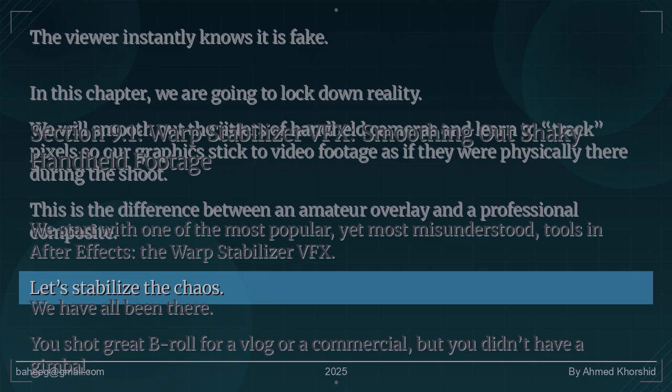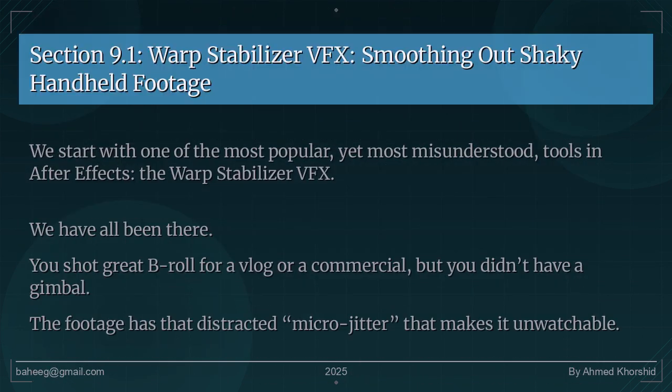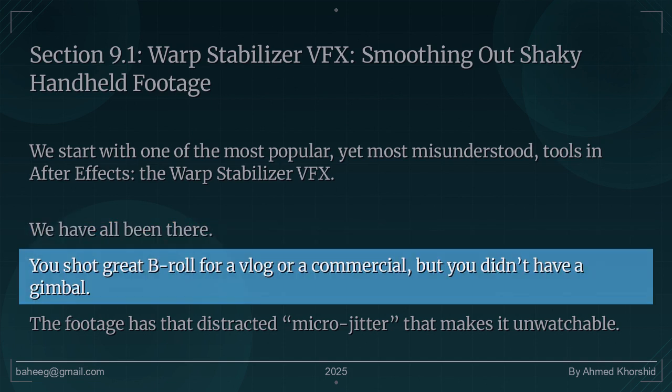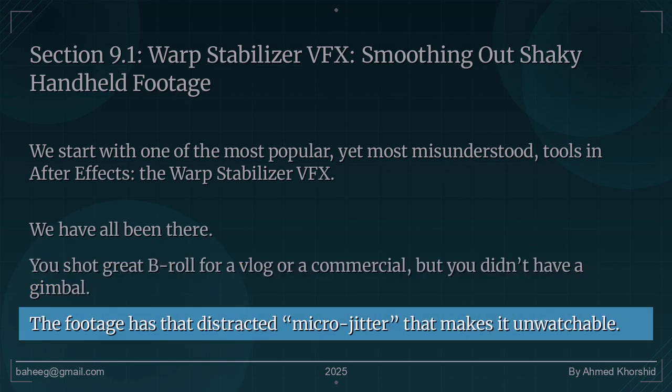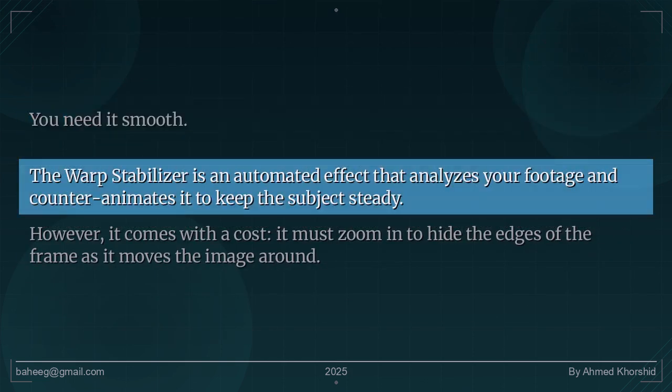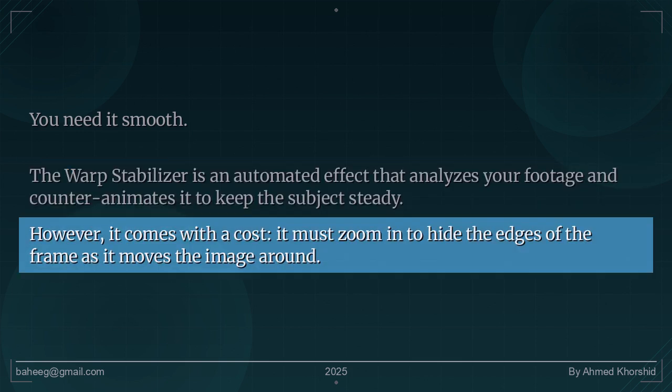Let's stabilize the chaos. Section 9.1, Warp Stabilizer VFX, Smoothing Out Shaky Handheld Footage. We start with one of the most popular, yet most misunderstood, tools in After Effects, the Warp Stabilizer VFX. We have all been there. You shot great B-roll for a vlog or a commercial, but you didn't have a gimbal. The footage has that distracting micro jitter that makes it unwatchable. You need it smooth. The Warp Stabilizer is an automated effect that analyzes your footage and counter-animates it to keep the subject steady. However, it comes with a cost. It must zoom in to hide the edges of the frame as it moves the image around.